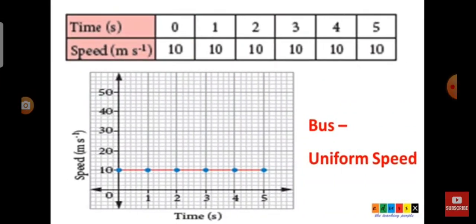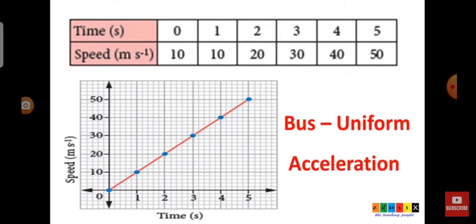In this slide, the bus is traveling at a uniform speed of 10 meter per second. Here using the given time and speed, the graph is plotted. It shows the speed remains at 10 meter per second. So the car has zero acceleration.